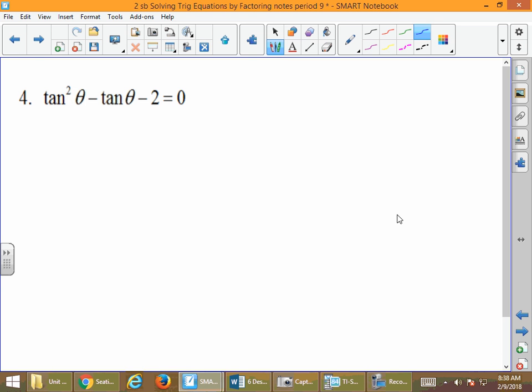So what we do is we look over here to the problem and we see that in this problem we have tangents. We have tangent squared theta and we have tangent theta. So off to the side here, we're going to let U represent the tangent of theta. And the only reason that we do that is so that we can factor this equation without using a tangent in there.